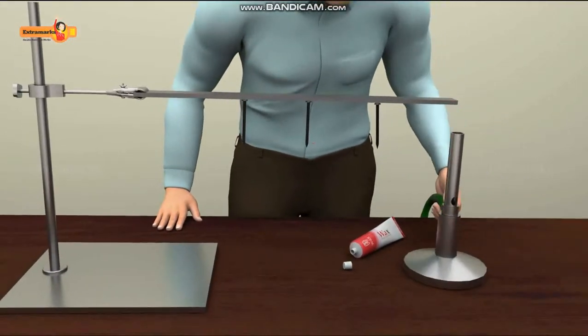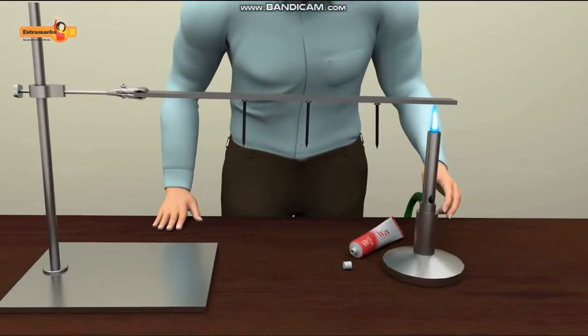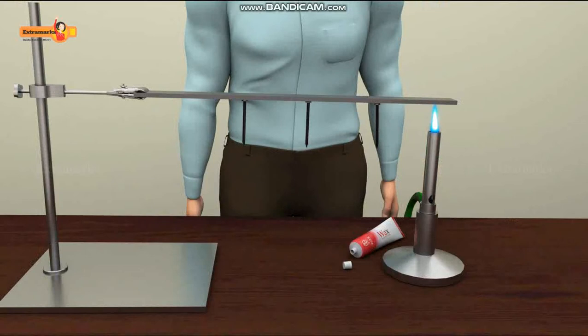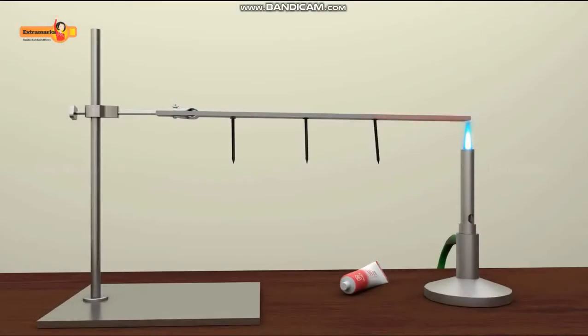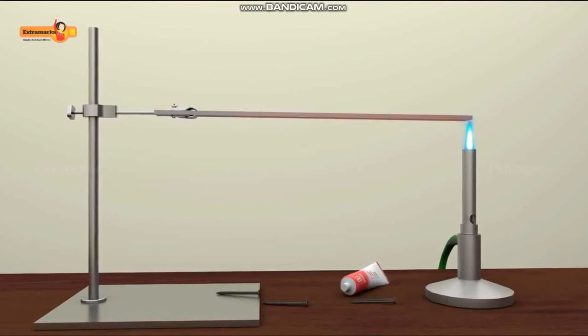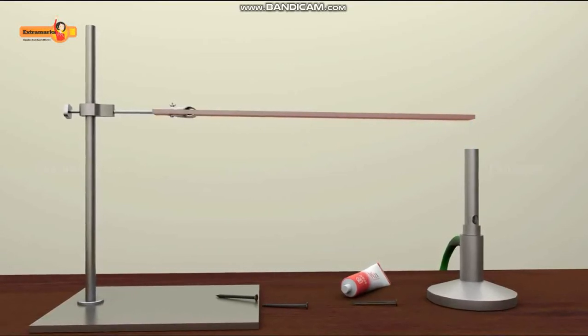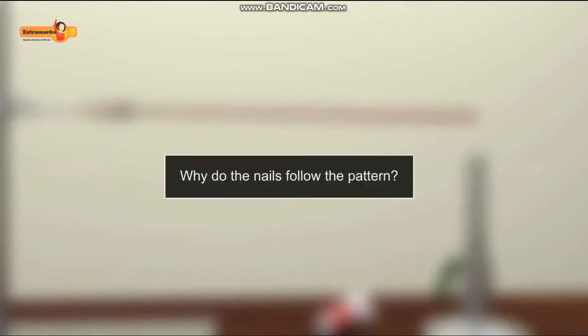Place the Bunsen burner below the free end of the metal strip. Allow the flame to heat the free end of the metal strip. After a few seconds, what do you observe? The nail nearest to the flame falls off, followed by the nail next to it. In this order, all the nails fall off the metal strip with time. But why do the nails follow this pattern?